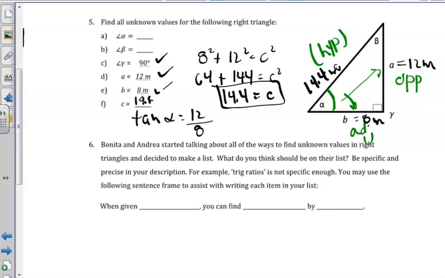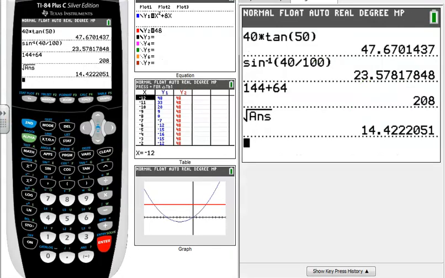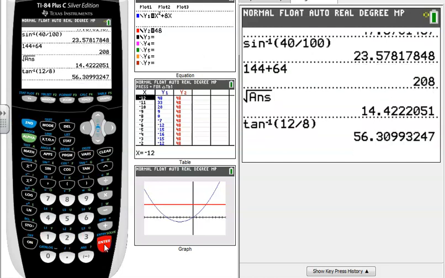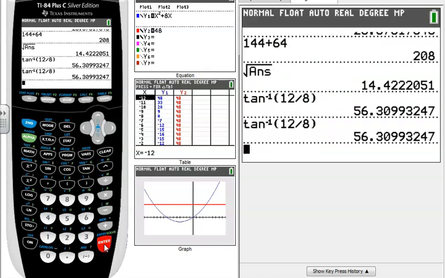And recall what we just learned in part 2 was that if we're asked to find an angle, we do have to use the inverse trig function. So we would do tan to the negative 1 of 12 divided by 8 to find alpha. Tan inverse of 12 divided by 8 is approximately 56.3 degrees.